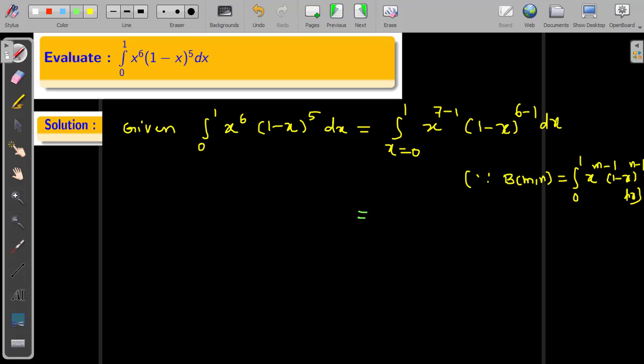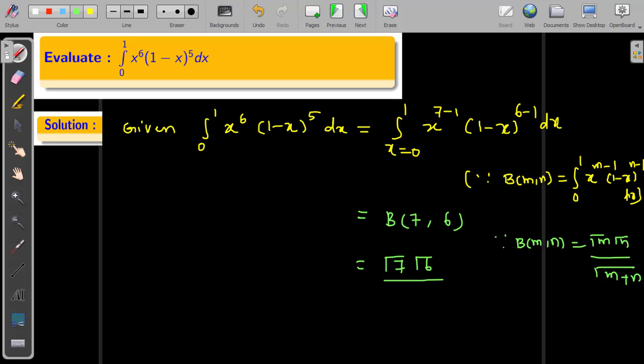This is equal to exactly beta of m comma n, which means beta of m means 7, n means 6. Now again, how could you simplify this one using the beta gamma relation? What is the beta gamma relation? Beta of m comma n equals gamma m times gamma n divided by gamma of m plus n. So applying this rule here, gamma 7 multiplied by gamma 6, divided by gamma of 7 plus 6 is 13.